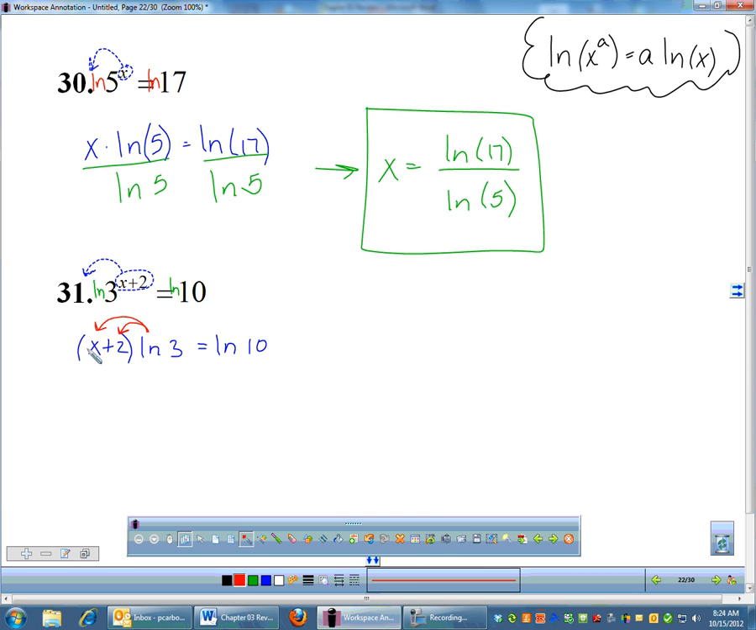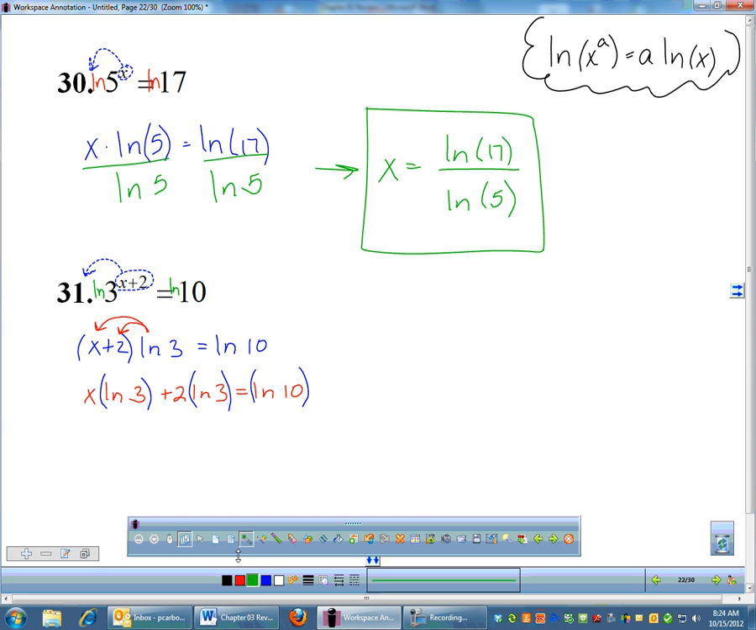And you can't clean that up. X times ln 3 is simply x ln 3. 2 times ln 3 is simply 2 ln 3. Equals the ln of 10. And then I need to solve for x. Now remember, your natural logs, ln 3, ln 3, and ln 10, those are just numbers. You treat those the same way as you would if there wasn't the log there. What if it was x times 3 plus 2 times 3 equals 10? Well, to solve for x, you would start by moving over everything that doesn't have an x.